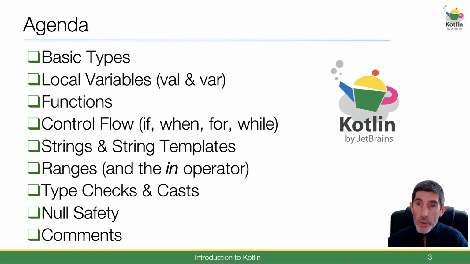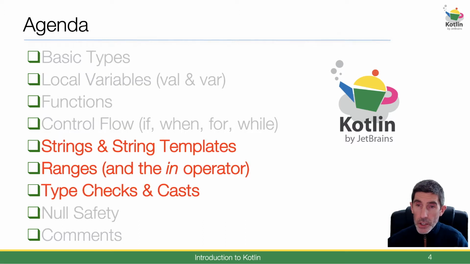in previous sections we've looked at these basic types, our local variables. So we looked at val and var and the differences between them. We looked at functions. We talked a little bit about control flow. So we looked at our if, when, for, and while. And in this section, we're going to look at strings and string templates, ranges, the in operator, and type checks, and some casts. Okay, and in the final section, then we look at null safety and comments.